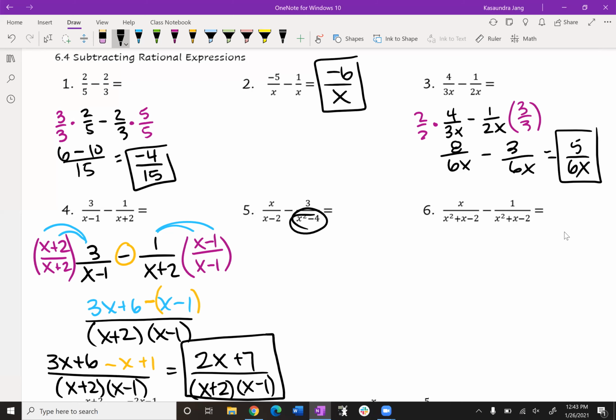But this one should look somewhat familiar, like the a squared minus b squared. So I'm going to rewrite my 4 as a perfect square, 2 squared. So there's my a squared minus b squared. Difference of squares is what it's called. I will factor that into x plus 2 times x minus 2. So I did have to factor the denominator on this one.